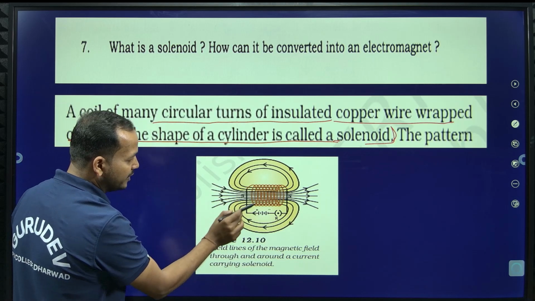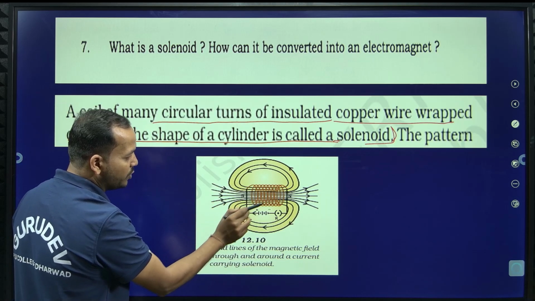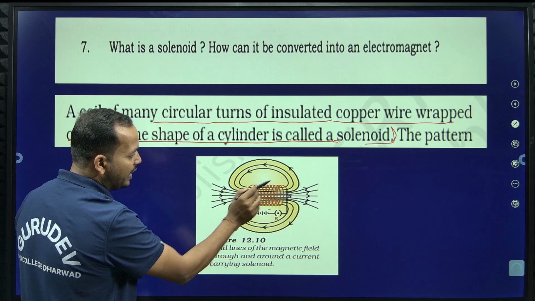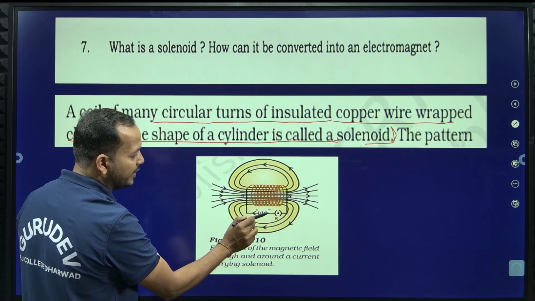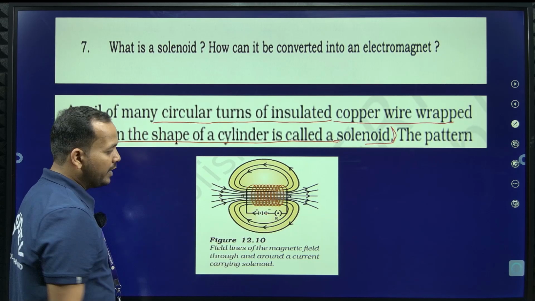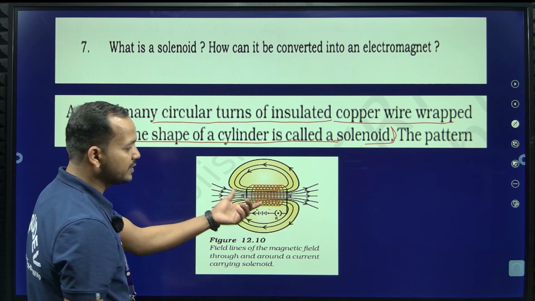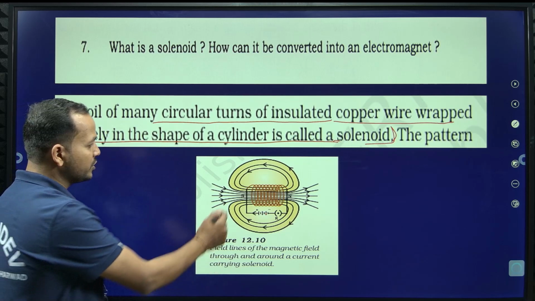Here the red turns are there, no? These are copper wire wound, and one end of the copper wire is connected to the battery, and the other end is connected to the negative terminal of the battery with a key. Whenever this key is closed and current begins to flow, this behaves as a magnet. So this is a solenoid.